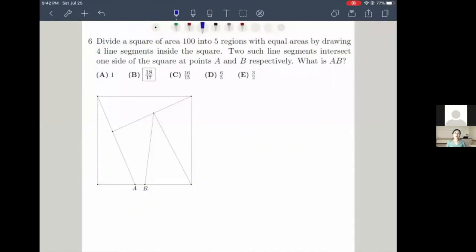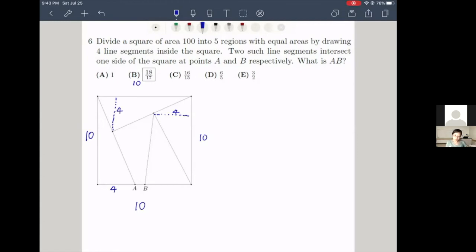This is a geometry problem with information about area. In this square, the total area is 100. With that, easily, we can write down the side length, which is 10, right? And then next, we also know that the whole square is divided into 5 regions of equal area, which means that the area of each triangle is 20. With that, we can find this part is 4, and the height of this triangle is 4, and the height of this triangle is also 4, right?